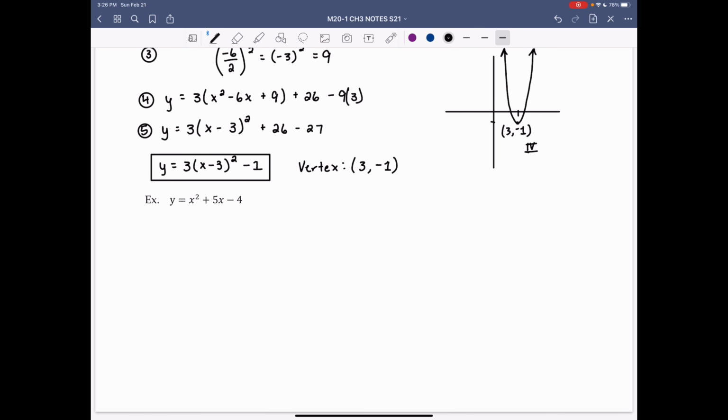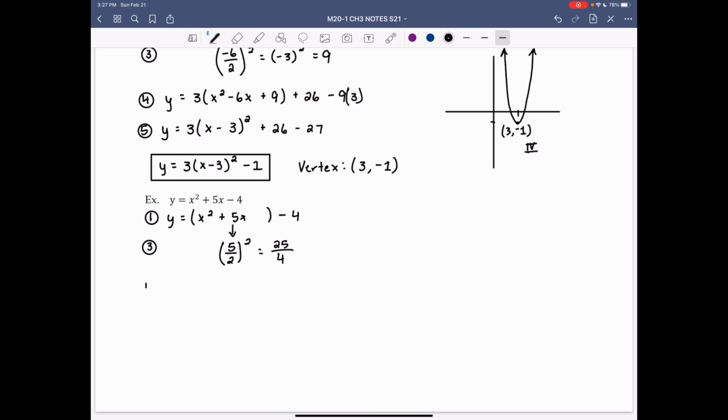Example, y equals x squared plus 5x minus 4. It's in general form, so we can go ahead with completing the square. Step 1, group x squared and x, x squared plus 5x, leave a space, close the bracket, minus 4. Step 2, there's no number in front of x squared, so we go on to step 3. Take the middle term, divide it by 2, and square it. 5 divided by 2 is 2.5. I'll leave it as a fraction. So 5 over 2 squared, that would be 5 squared, which is 25, over 2 squared, which is 4.